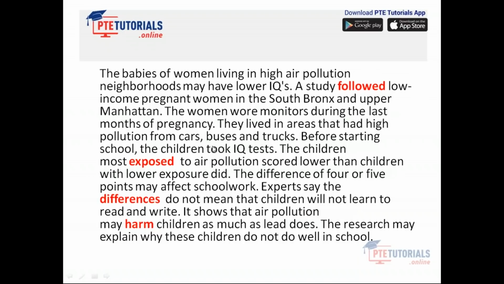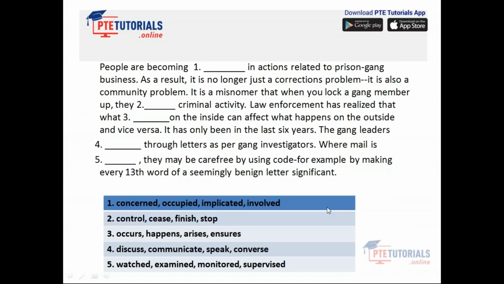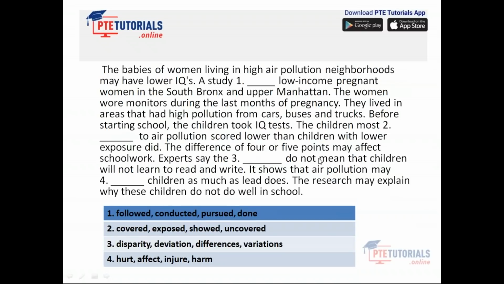The difference of 4 or 5 points. Then it should be, experts say, the differences. Moreover, here the word is "do not." With "do not," I need one such word here which will be singular or plural. As per simple present tense, I need plural here. Only with plural we can write "do not."